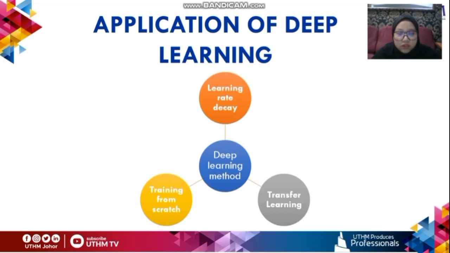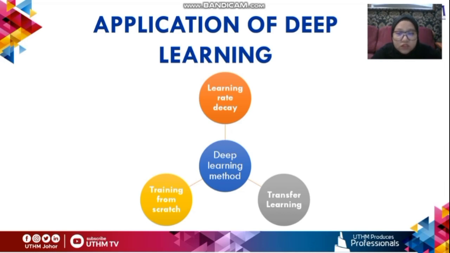So for the deep learning method, various techniques can be used to create a strong deep learning model. These techniques include learning rate decay, transfer learning, and training from scratch. For learning rate decay, the learning rate is a hyperparameter that is defined before the learning process to set the conditions for its operation, and it controls how much the model changes in response to the estimated error each time the model weights change.